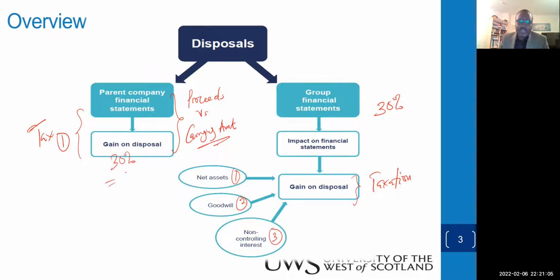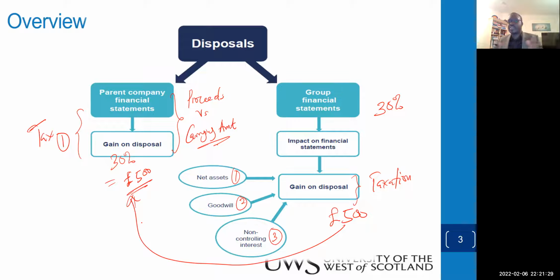If you end up getting a figure, let's say any figure, let's say 500. After you've gained this disposal figure, or the gain on the disposal for the group, you don't need to recalculate the 30% on this gain again. You still retain the 500, which we took from here. That's the only thing you should note. Don't recompute the tax on the gain on disposal again.